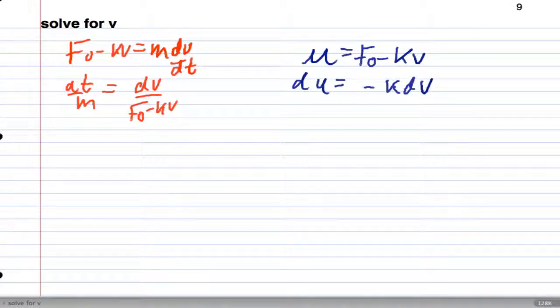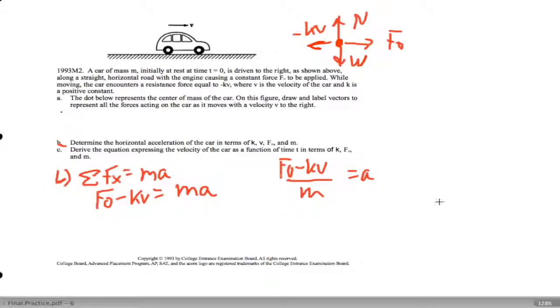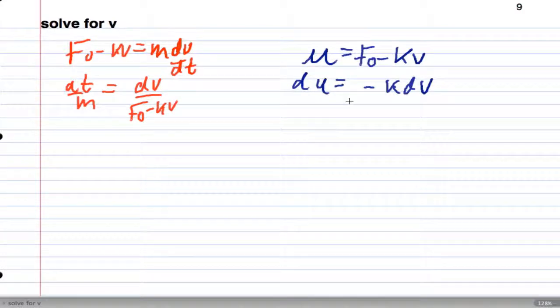I also want to check the initial conditions. So they tell me that it is at rest at time equals 0. So notice that at t equals 0, u equals F0. So let's go ahead and actually do our substitution.